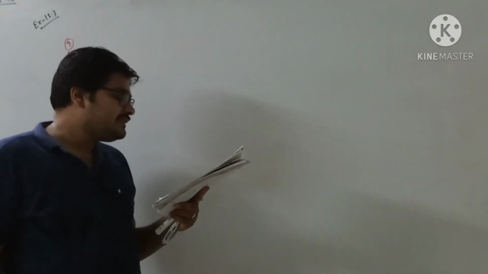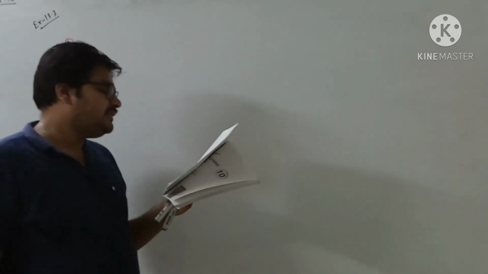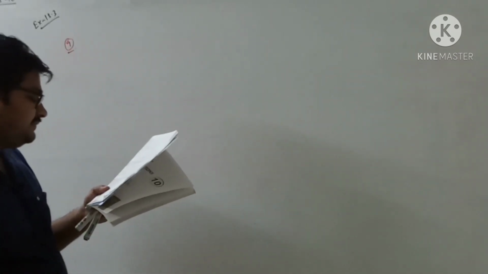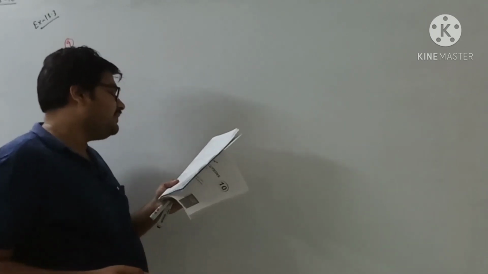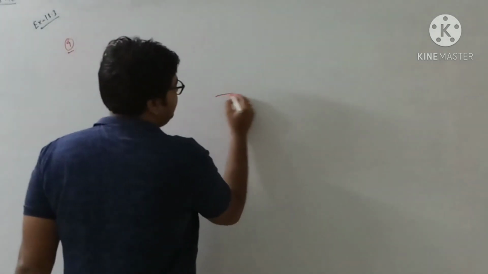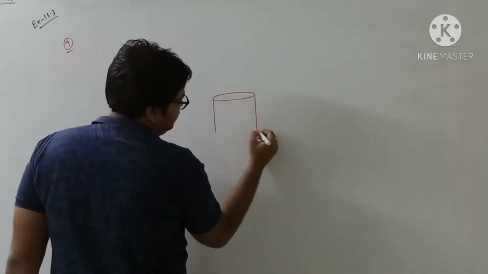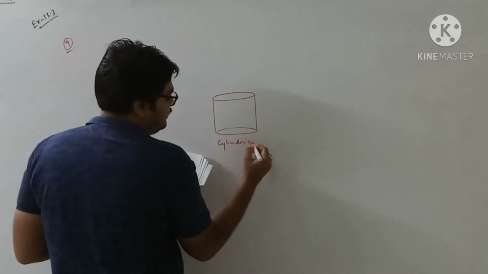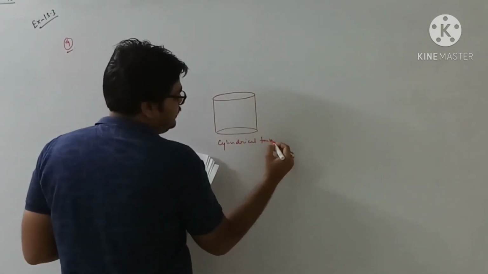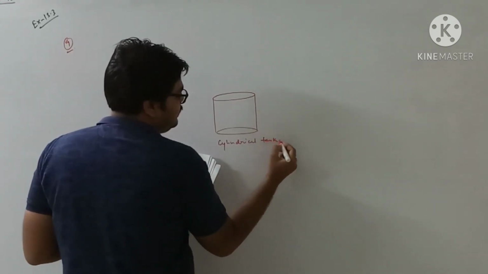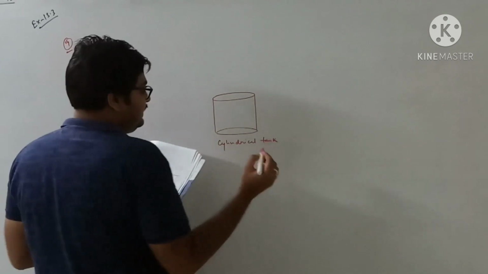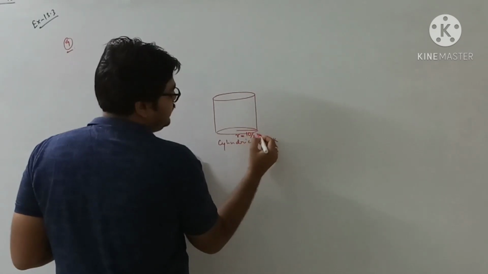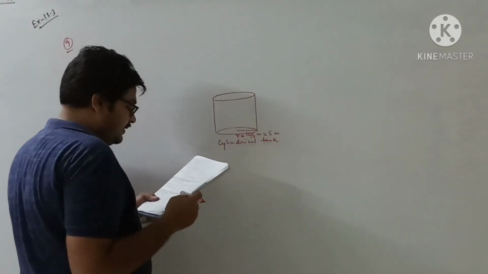A farmer connects a pipe of internal diameter 20 cm from a canal into a cylindrical tank in his field, which is 10 meter in diameter and 2 meter deep. This is the cylindrical tank, which is 10 meter diameter. So I can say the radius is 10 by 2 meter, that is 5 meter, and height is 2 meter.